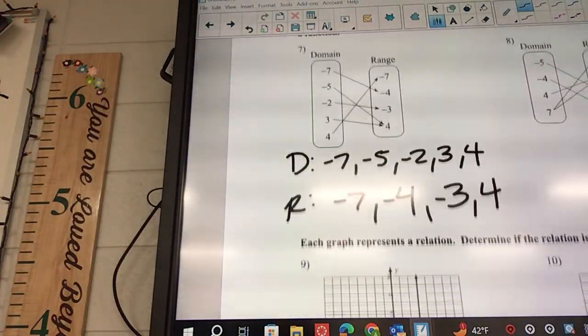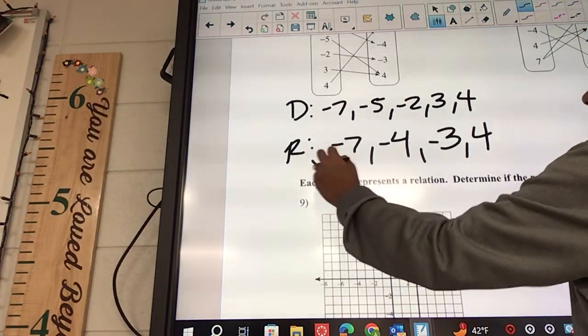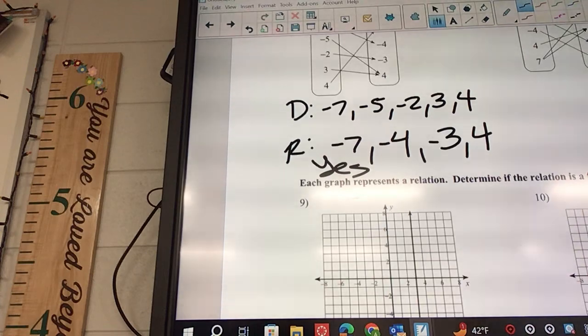Okay, and then how do we tell if this one's a function? The arrows. We cannot have more than 2 arrows coming off of the same number on the domain. And when we look at this, we can definitely tell, yes, this is a function.